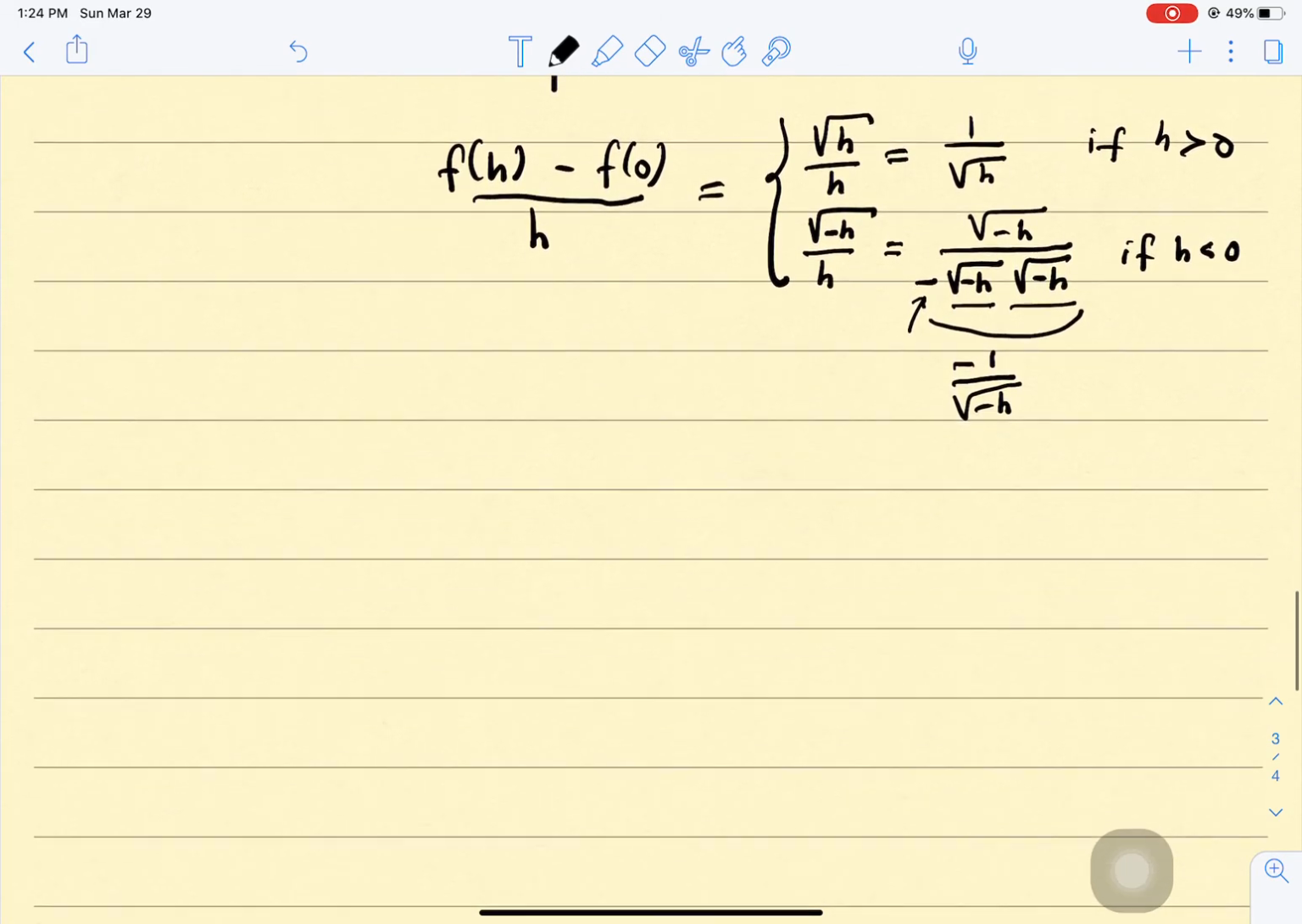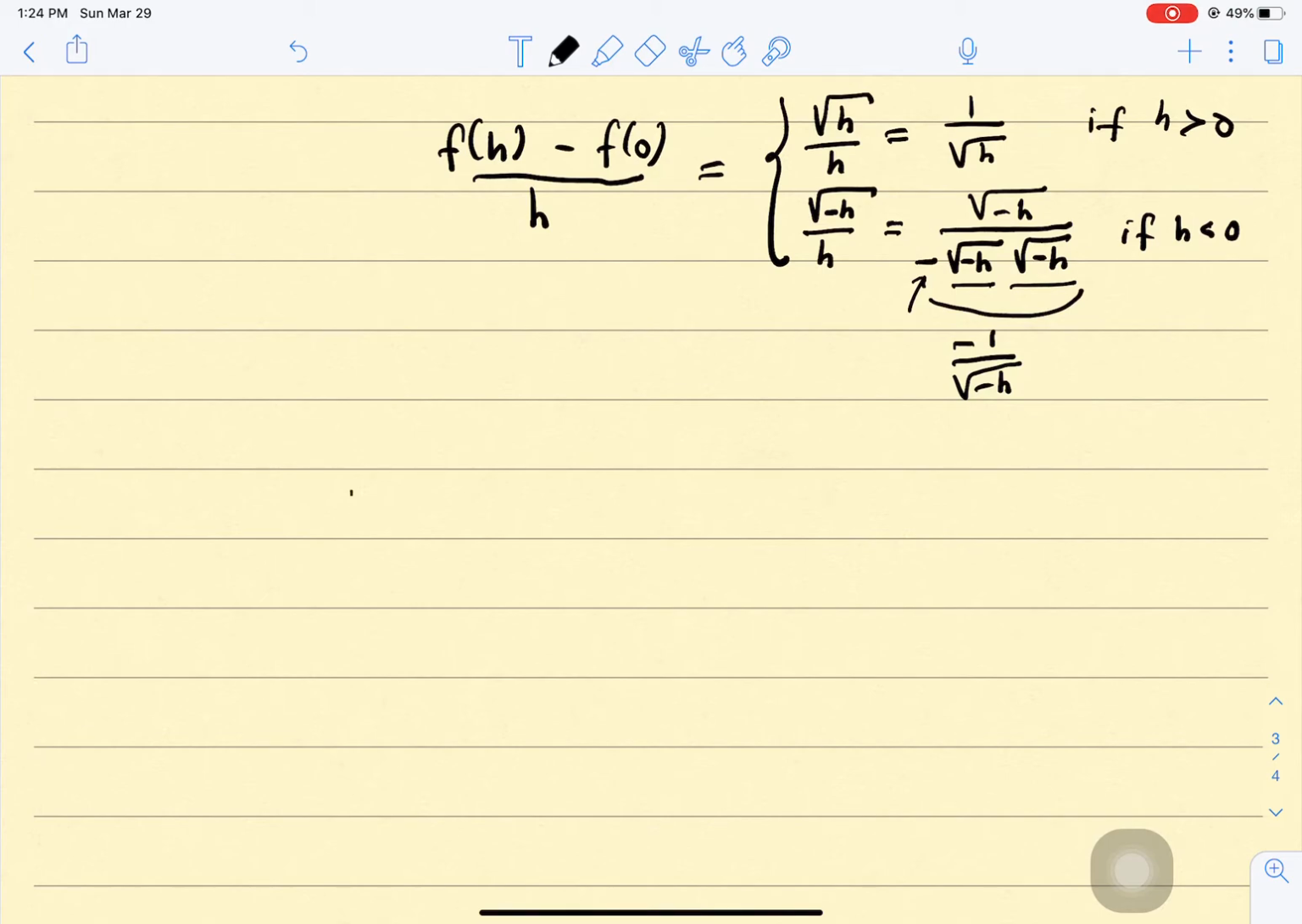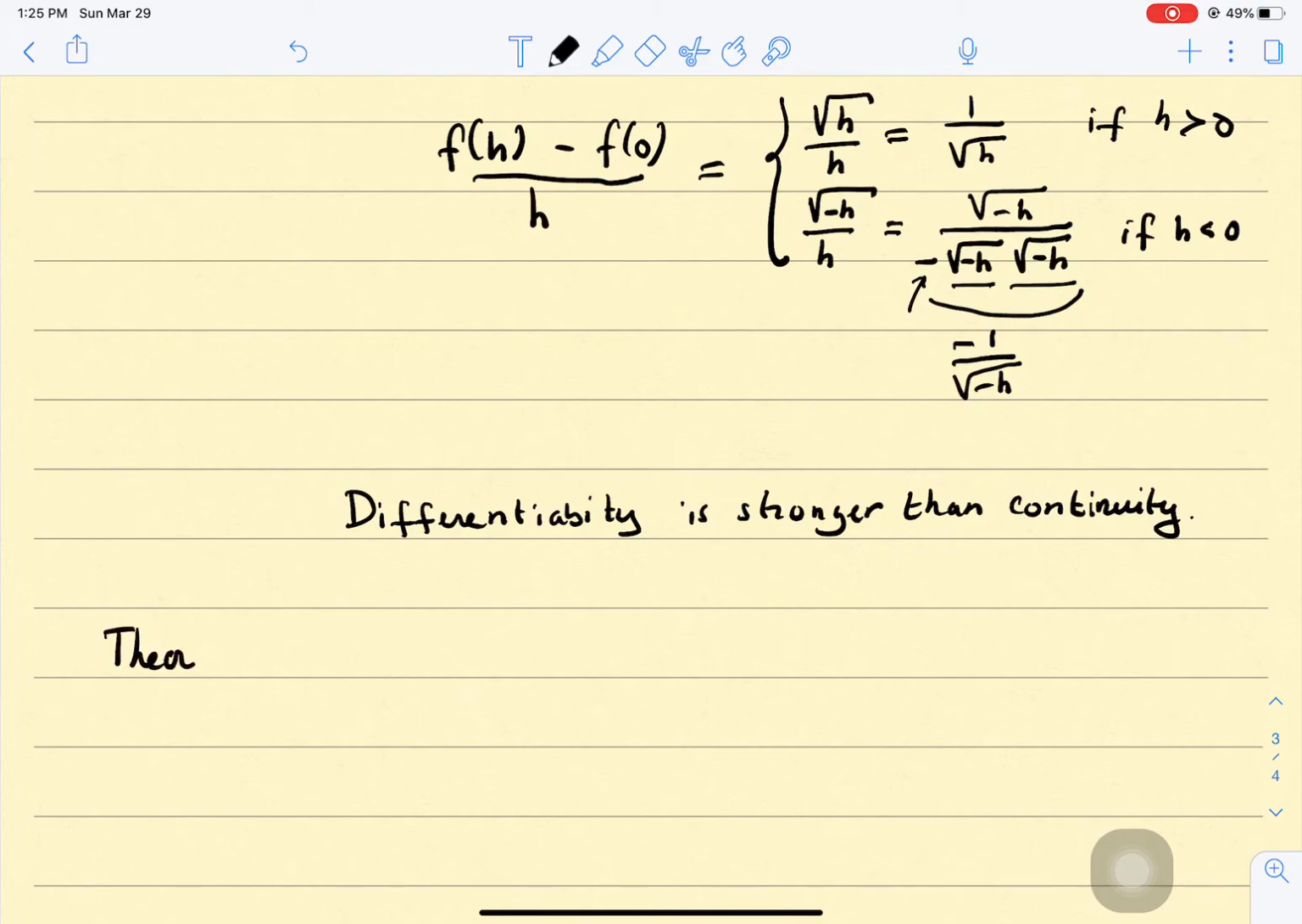Okay, now a little bit of theory. Differentiability is stronger than continuity. We've been talking a lot about continuity and not so much yet about differentiability. So what I mean is that if a function is differentiable, then it is continuous. Like, let's make that a theorem. If f is differentiable at a, then f is continuous at a.